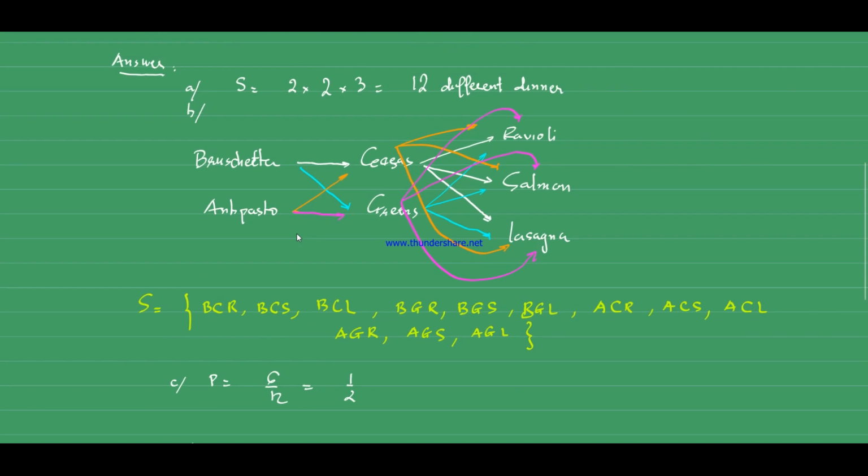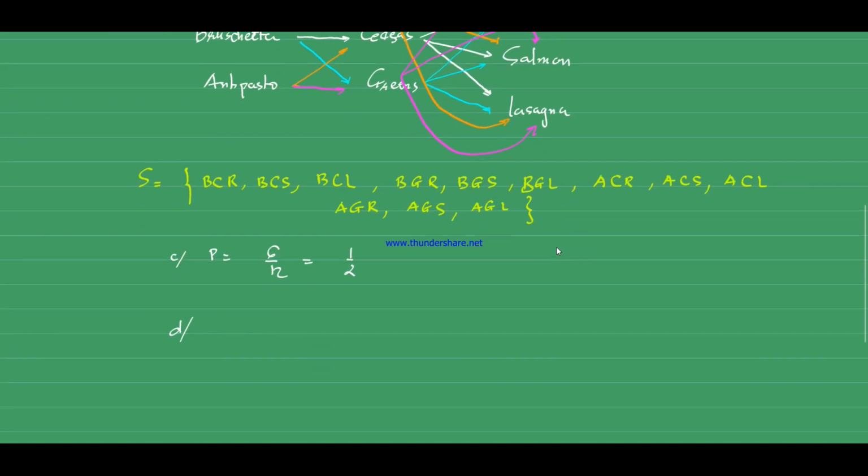And for this, we want to find green and lasagna. So green and lasagna. So which one has green and lasagna? Green lasagna right here. Okay, see that right here. Green lasagna right here. So we have only two options right here. Okay, so we have 2 over 12, which is 1 over 6.